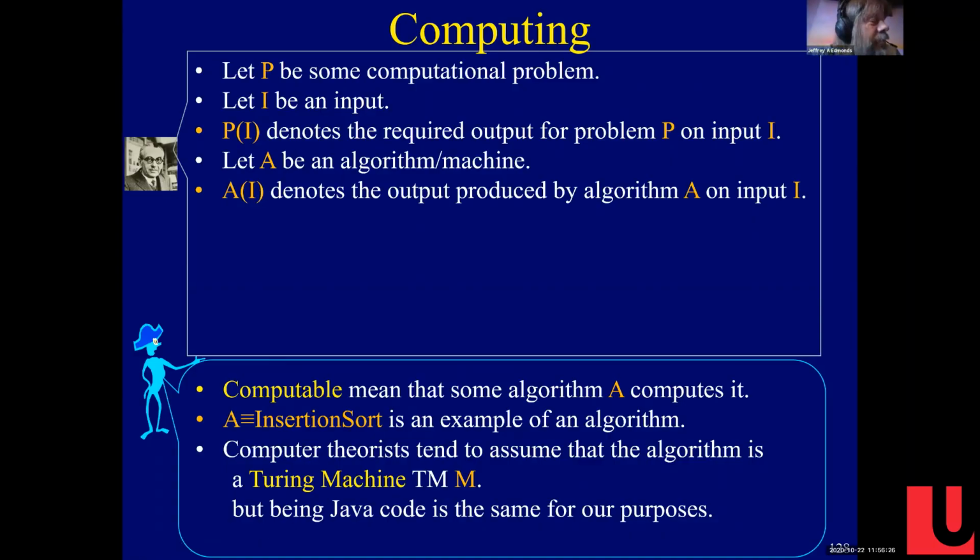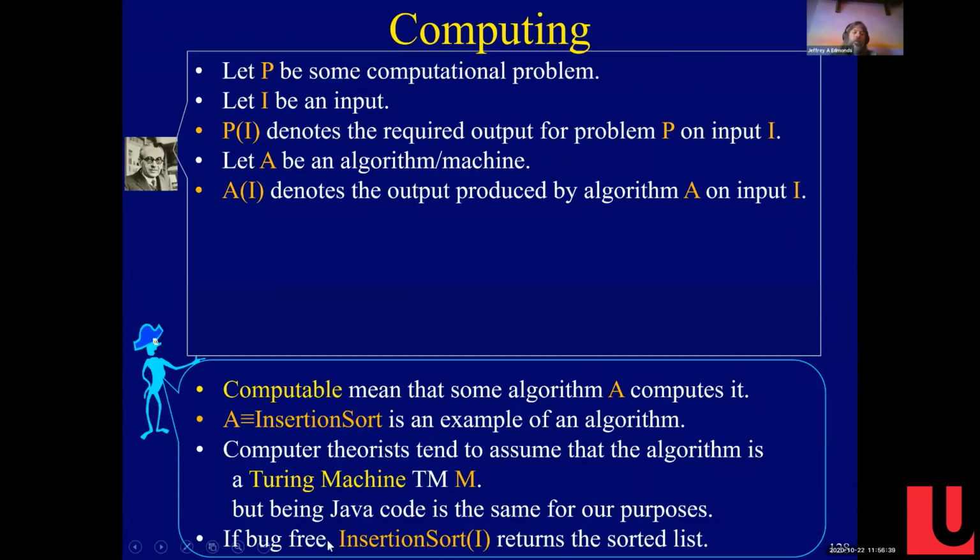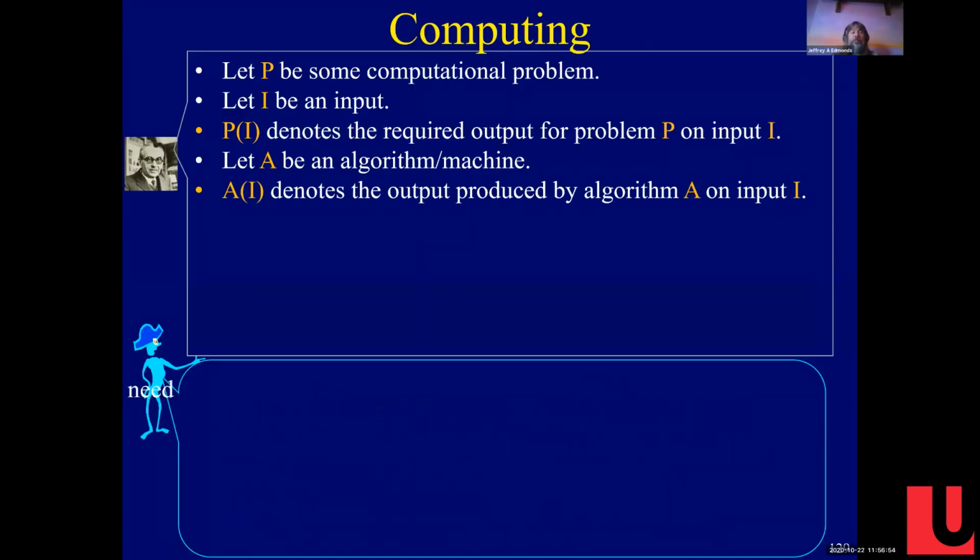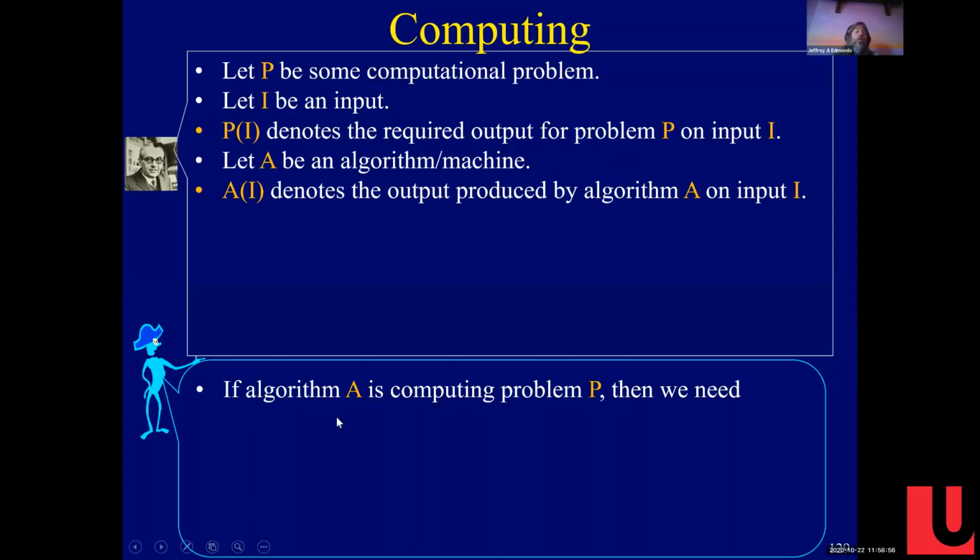If it outputs, stops and gives you something, then that will be what A of I is. And if it runs forever, then A of I can say, hey, it's running forever. All right, so what do we want our insertion sort to do? Well, you could have good algorithms and bad algorithms, buggy algorithms, but if our algorithm works, i.e. it solves sorting, then when you give it I, it needs to return the sorted list. Right, everybody with us?